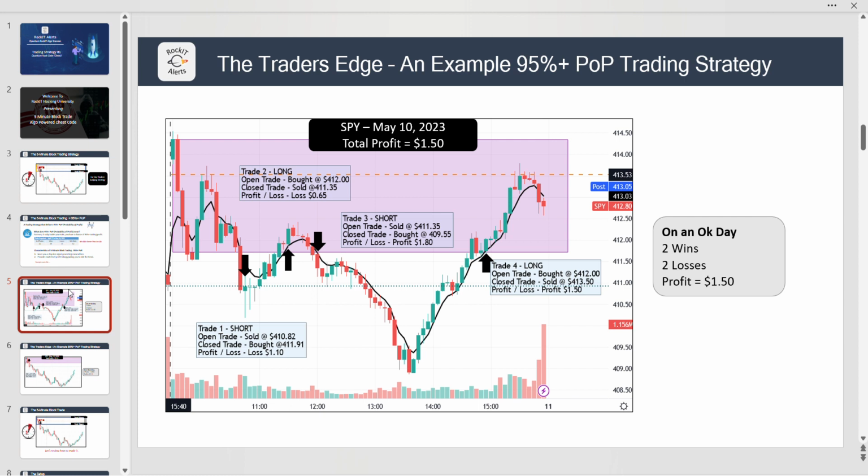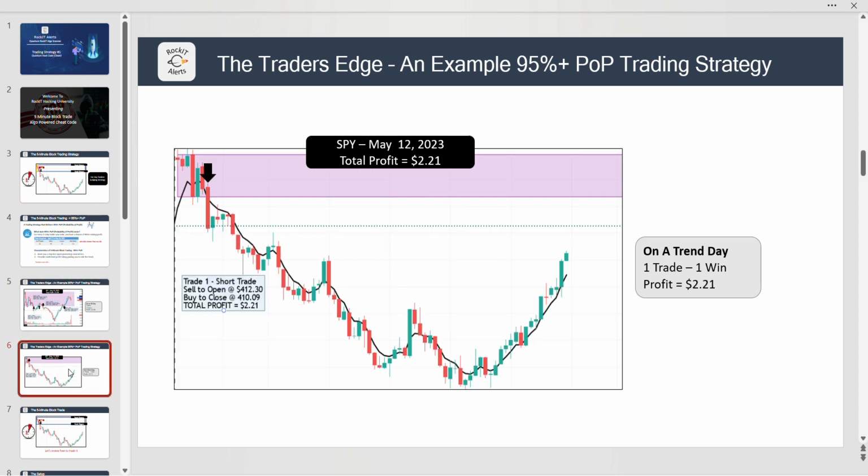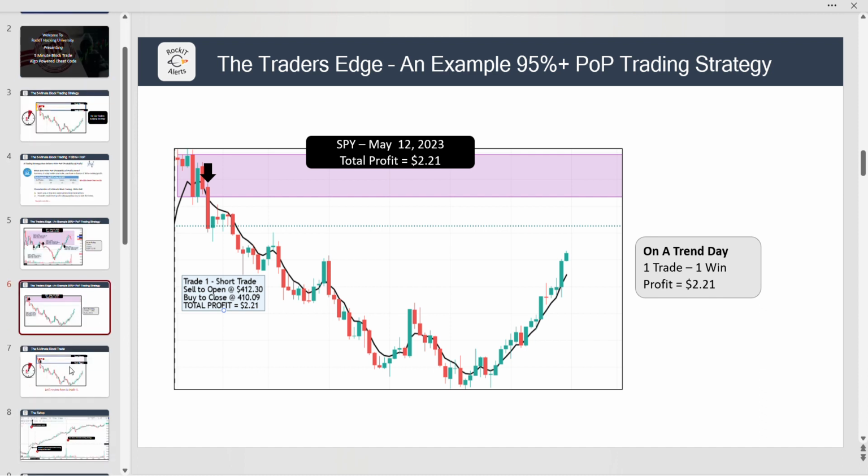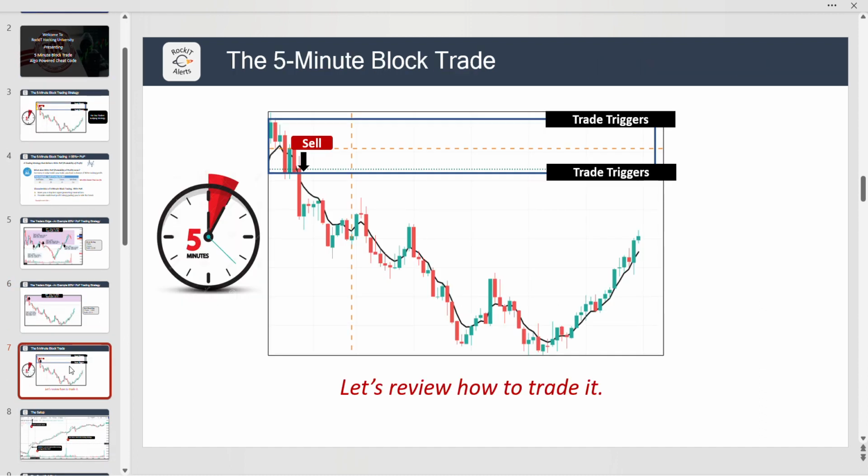You can see on SPY May 10th, this is a 5-minute chart. You had 2 wins, 2 losses, but the net profit was $1.50. So here's another one. Sometimes you get a choppy day, sometimes you get a trending day. You can see this is a downtrend day. One trade, and you profited around $2.21. So let's go into how to set this up.